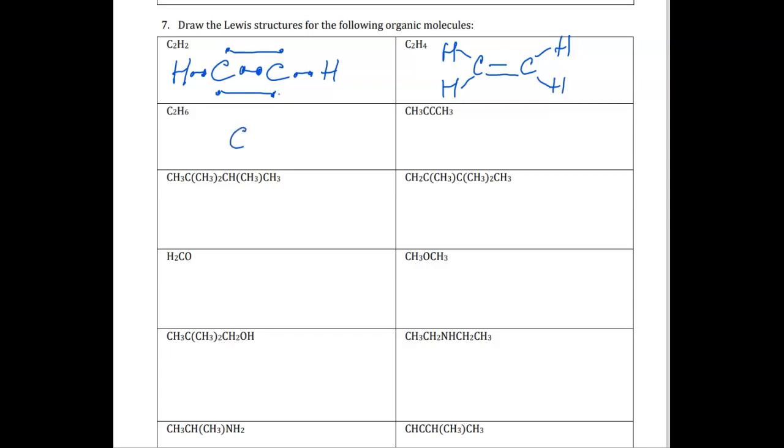C2H6. So two carbons and 6 hydrogens around them, so 3 on each side. You can see that there are 4 bonds for each carbon, so we're good for now. So this is an alkane because it has only single bonds inside. So this one, 1, 2, 3, 4 carbons here, and it's a condensed formula.